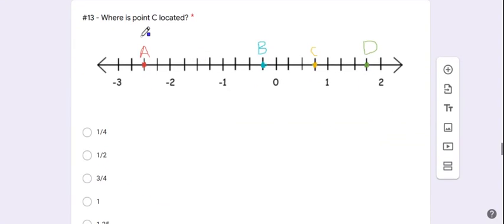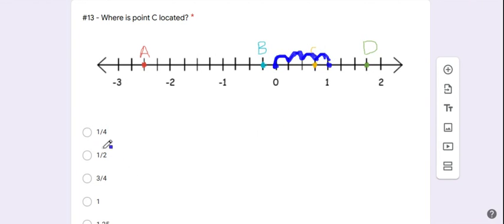So let's look at number 13. Where is point C located? Okay, so here's 0 right here. Here's 1. So the first thing when given a number line is to figure out how much each tick mark is worth. So from 0 to 1, how many jumps does that take? It takes 1, 2, 3, 4 jumps. Okay, so if it takes 4 jumps to get from 0 to 1, how much is each jump worth? Well, we could say it's worth 1/4, right? I got 0, then 1/4, then 2/4 or 1/2, then 3/4, then 4/4, which is 1.